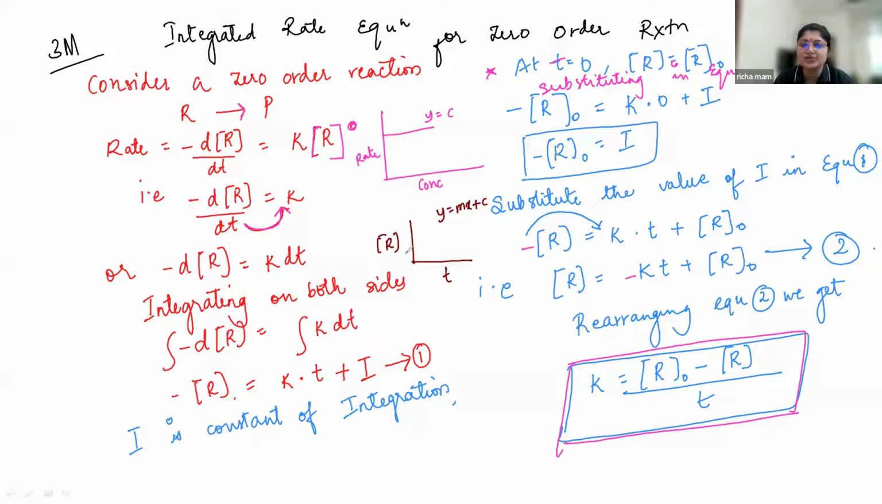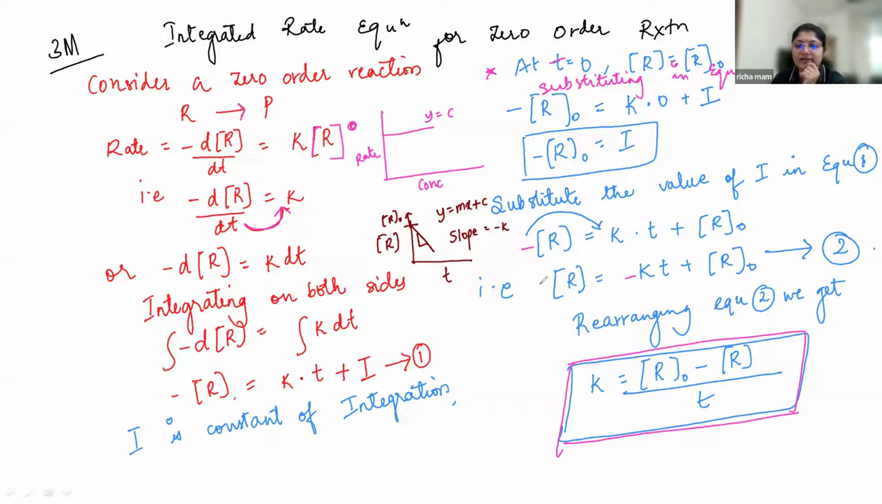So the concentration of R versus time is a straight line with a slope of minus k, and the intercept is R naught. So this is another graph, the concentration of R versus time graph, where it is a straight line following y equal to mx plus c, and the slope is minus k.